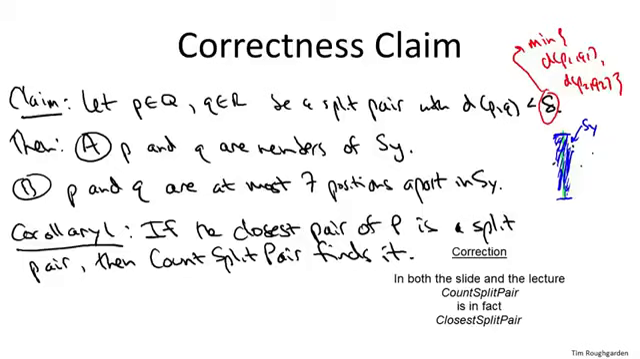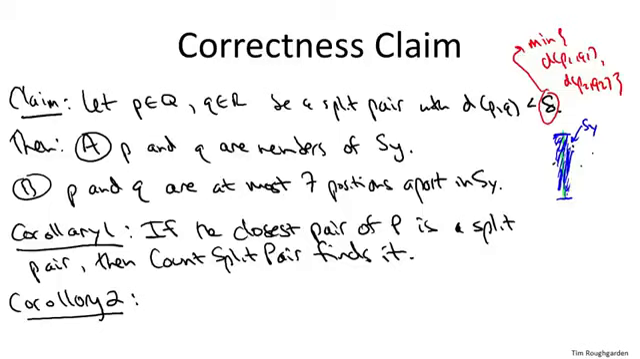Therefore, CountSplitPair will examine all such split pairs, all split pairs with distance less than delta, and just by construction it will compute the closest pair of all of them. So again, in the unlucky case where the best pair of points is a split pair, this claim guarantees that CountSplitPair will compute the closest pair of points.